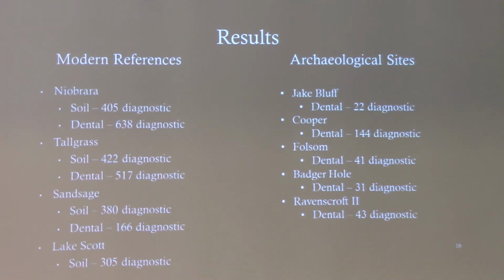My archaeological sites, my totals were a little bit depressed from that because, of course, not every phytolith survives deposition. At Jake Bluff, I had a total of 22 diagnostic phytoliths from that sample. At Cooper, because I had more individuals to sample from and they were of relatively high quality, I obtained 144 diagnostic phytoliths. From Folsom, I had 41 diagnostic phytoliths. Badger Hole, 31, and then Ravenscroft 2, I had 43.